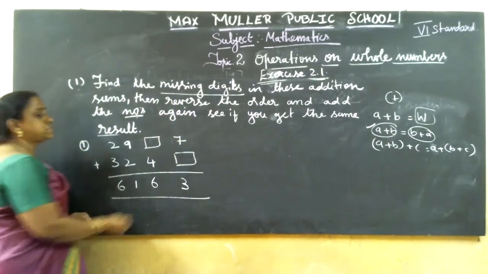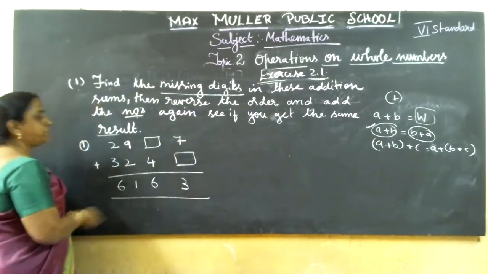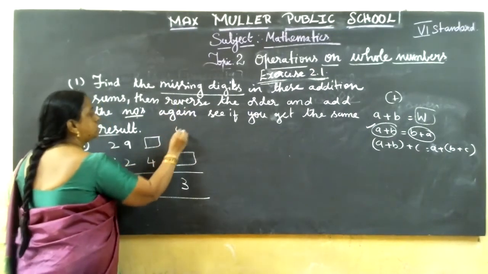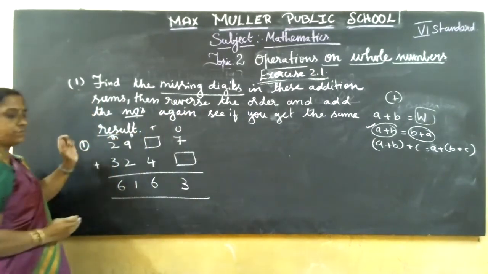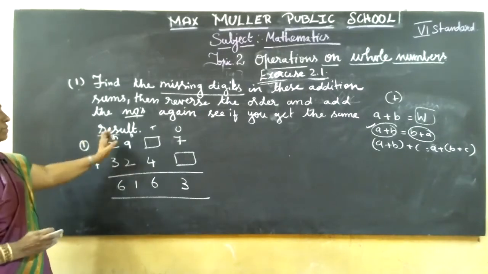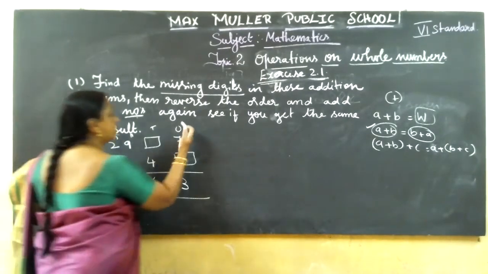First we'll write the missing number. So here, first step, you should always start from ones. Ones, tens, hundreds, thousands. If you start from thousands on the right side, definitely the left side will be wrong. So you should always start from ones.